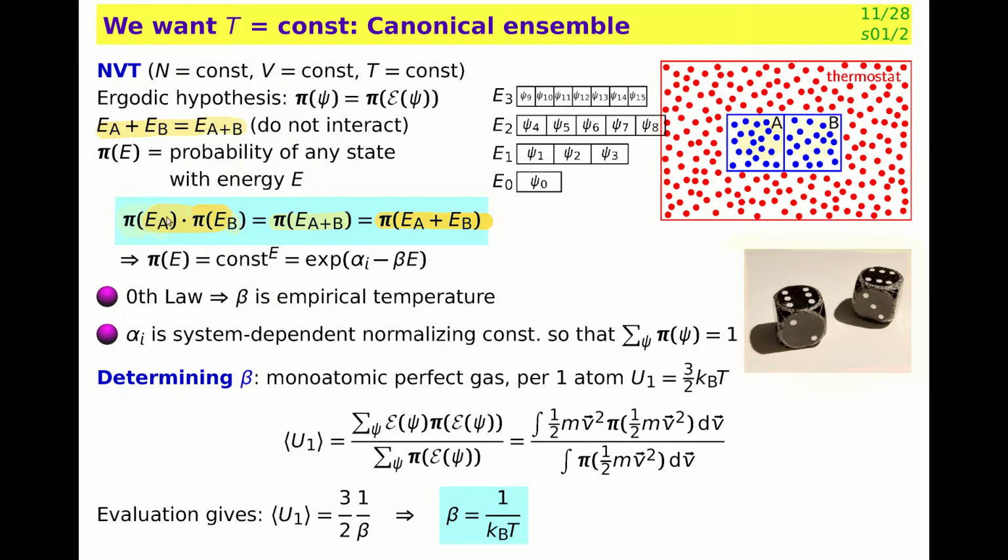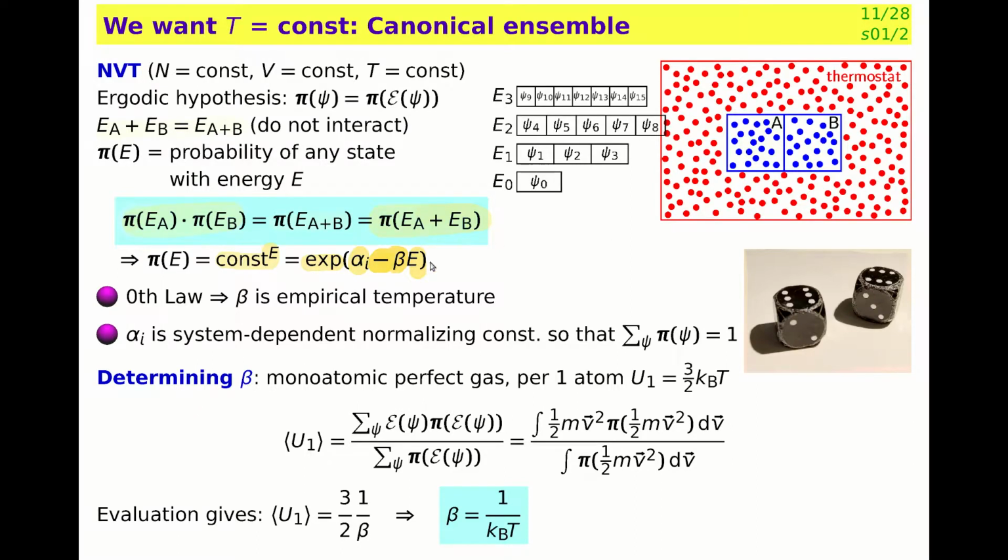And the only function that satisfies this functional equation is an exponential function in general. That is a constant times energy, or I can write it in this form using the exp function. Here I have one number, here is the energy, and here I have the second number. For reasons that will be seen later, I wrote a minus sign here.